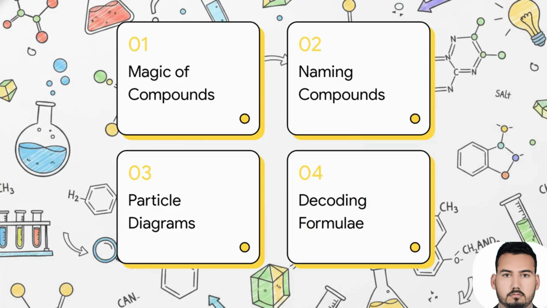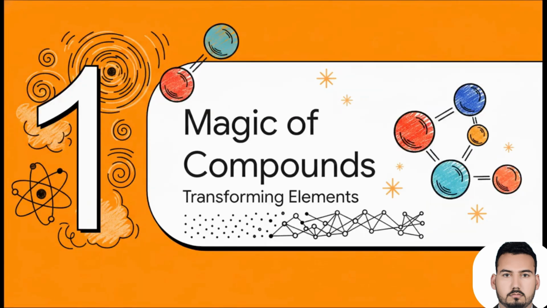So here's our roadmap for today. First up, we'll explore the magic of compounds. Second, we'll learn the grammar of naming them. Third, we'll visualize these words with particle diagrams. And finally, we'll decode the chemical formulas themselves. Let's jump right in. All right, kicking things off with Section 1, the magic of compounds, and how elements actually transform.